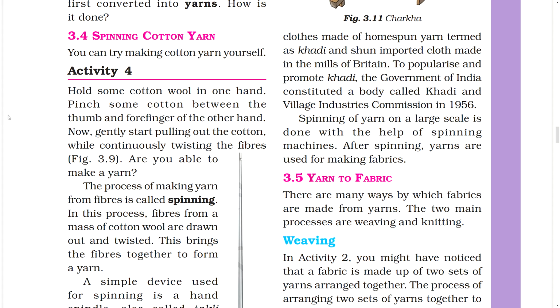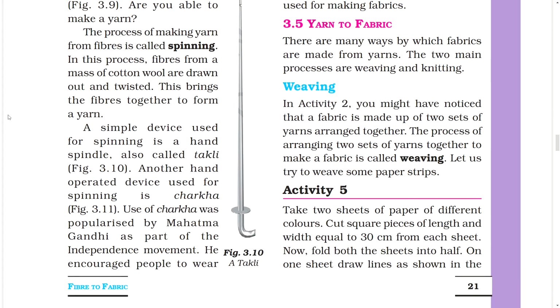The process of making yarn from fibers is called spinning. In this process, fibers from a mass of cotton wool are drawn out and twisted. This brings the fibers together to form a yarn. A simple device used for spinning is a hand spindle, also called takli. Figure. Another hand-operated device used for spinning is charkha. Figure.